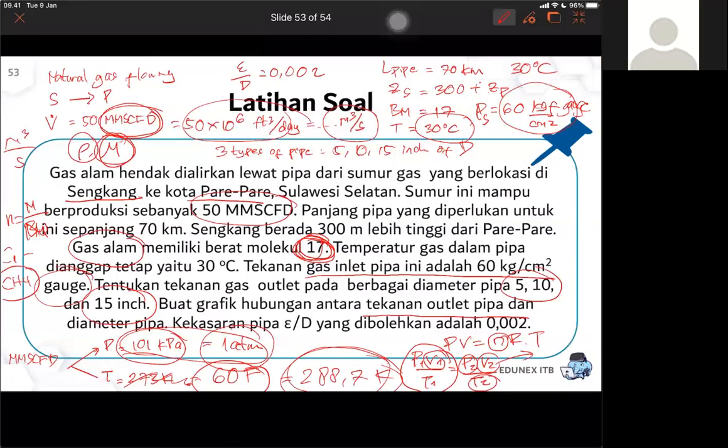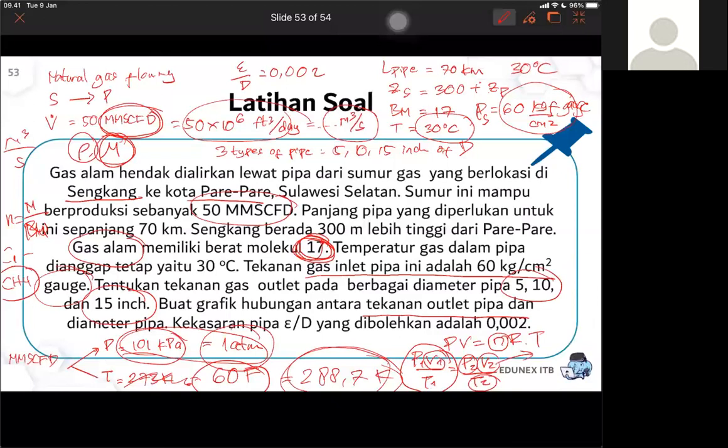The question is only one, sir, in our second exam. It's one of the questions in the second exam, because in the second exam you will have pump and then you will have compressible fluid, right? Okay, sir.